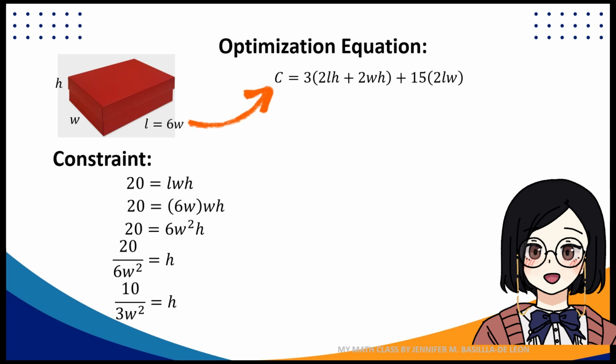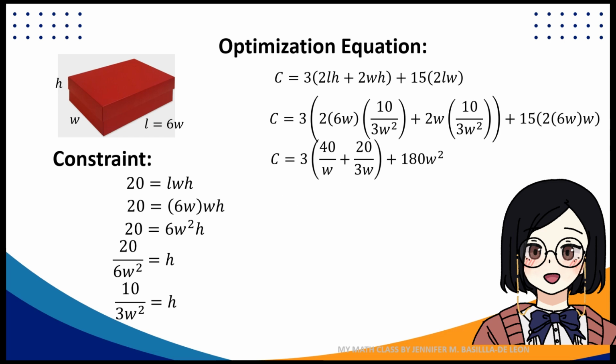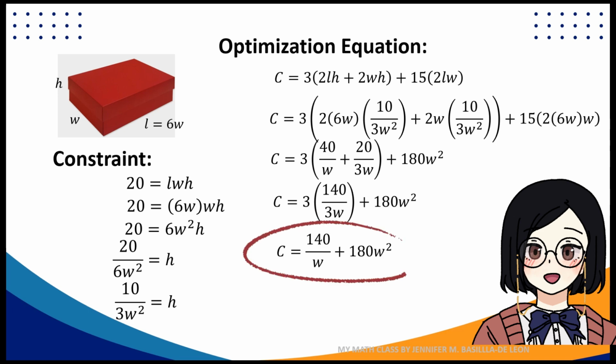Substitute L equals 6W and H equals 10 over 3W squared into the equation to express the cost function in terms of W alone. After substituting and simplifying, we have a single variable cost function in terms of W, which is C equals 140 over W plus 180 W squared. This function represents the total material cost based on the width of the box's base.